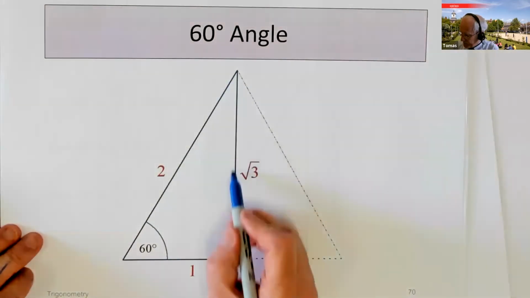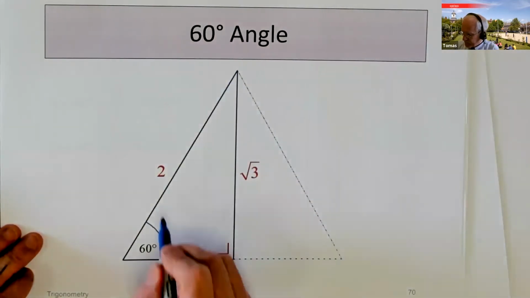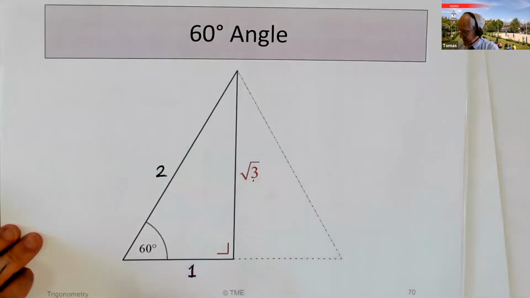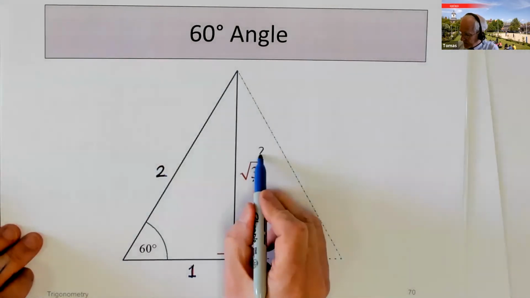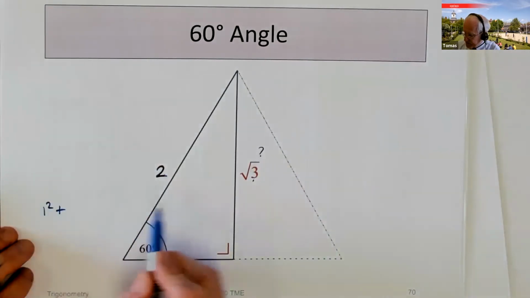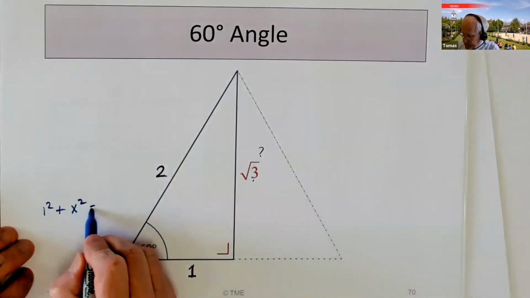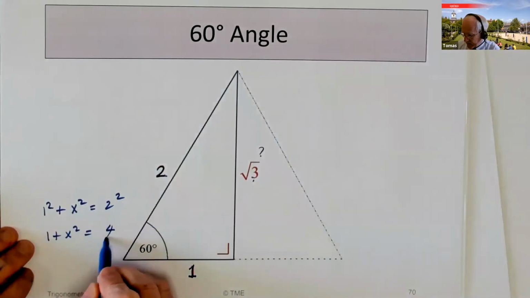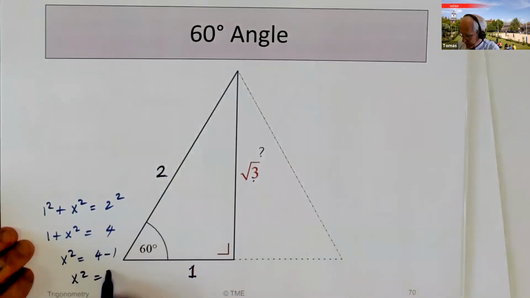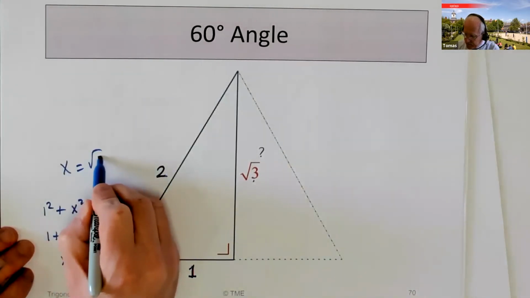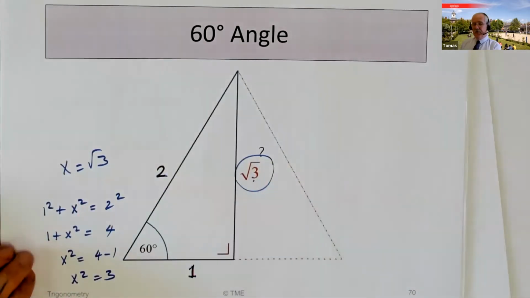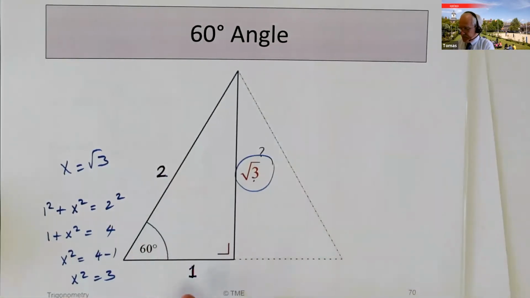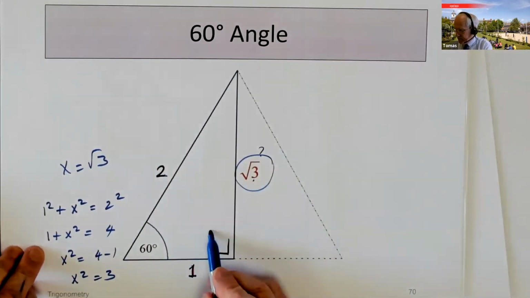If you halve it, you'll end up with 1 here, 2. So what's this length here? Well, we don't know, let's say x, but 1 squared plus x squared is 2 squared. 1 plus x squared is 4. x squared is 4 minus 1. x squared is 3. x is the square root of 3. And that's how we would get that from Pythagoras, because that's 90 degrees.